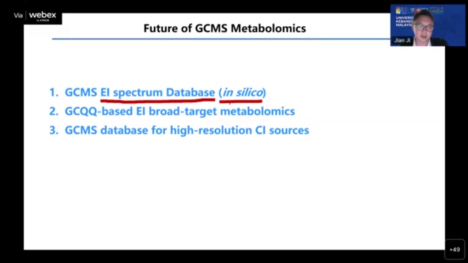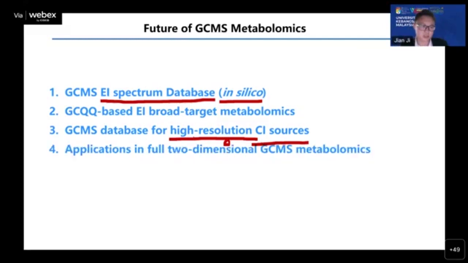As we know, when we use EI sources for GCMS metabolomic studies, we never talk about resolution, because the resolution is pretty low. We do not even need to see the values after the dot, just before the dot, which means the resolution of EI source GCMS is pretty low. So if we have CI source, high resolution databases, I think that will be much better.